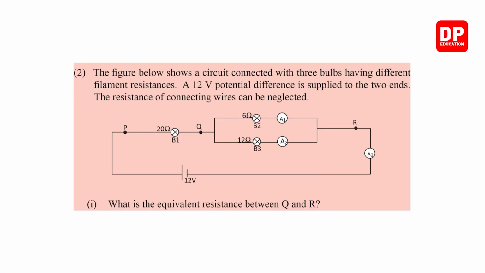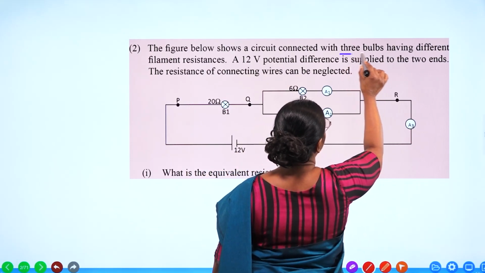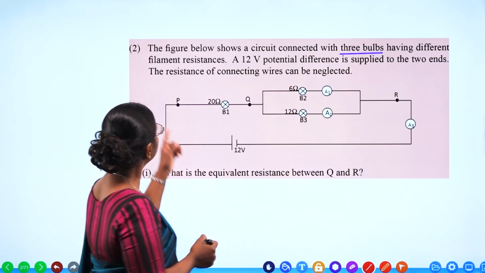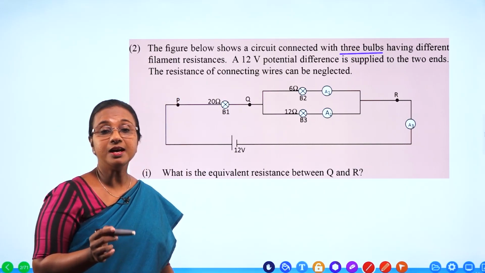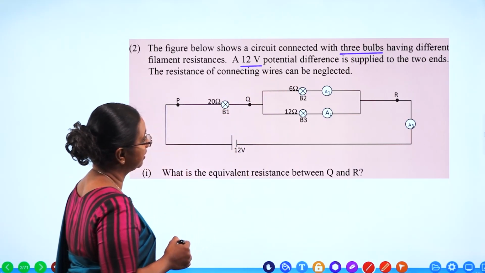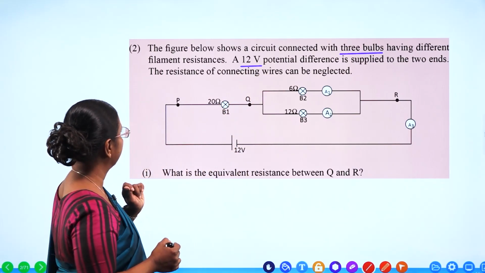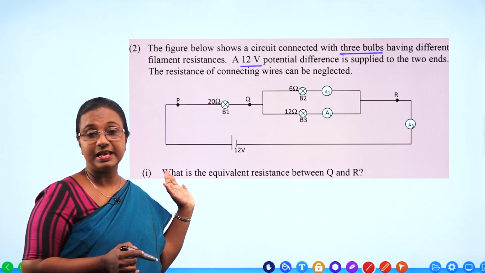The second question. The figure below shows a circuit connected with 3 bulbs. So if you like, you can highlight the points: 3 bulbs having different filament resistances. The resistances are different and a 12 volt potential difference is applied to the 2 ends. The resistance of connecting wires can be neglected.